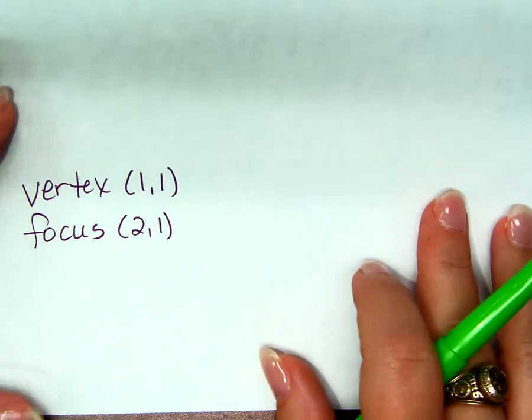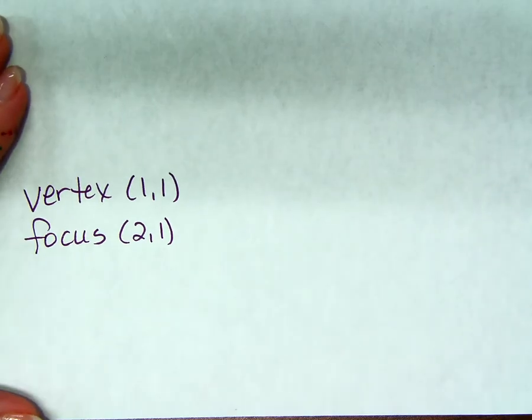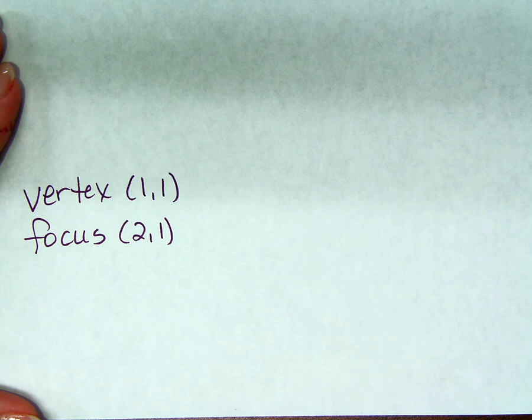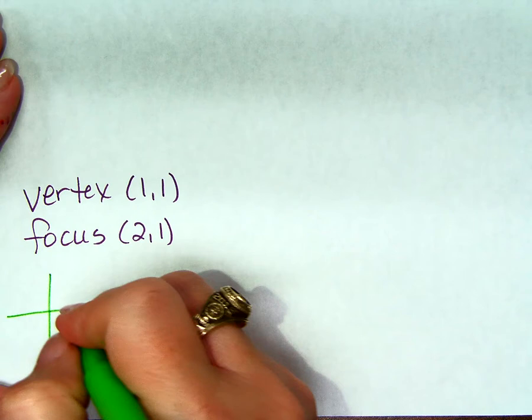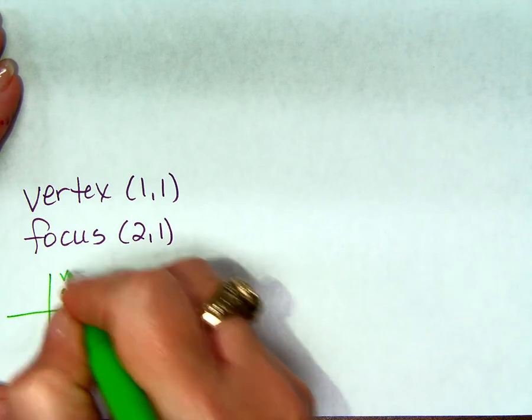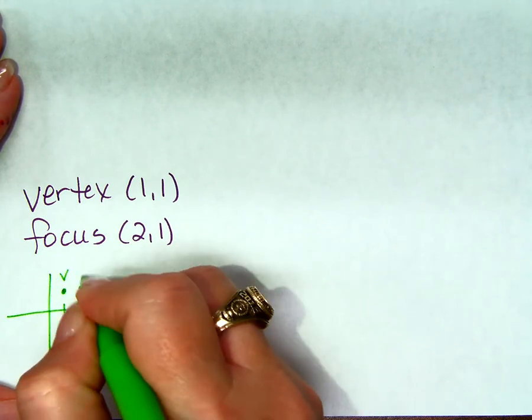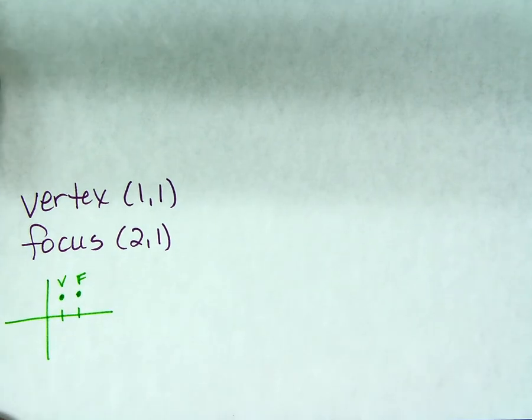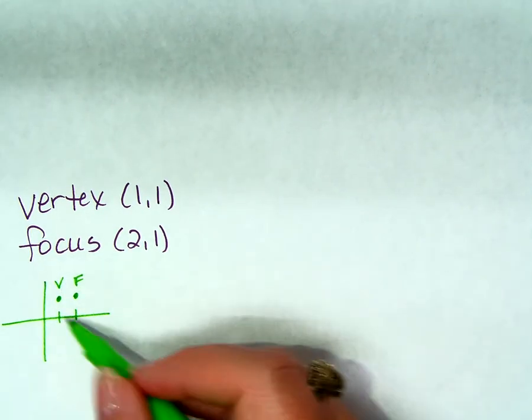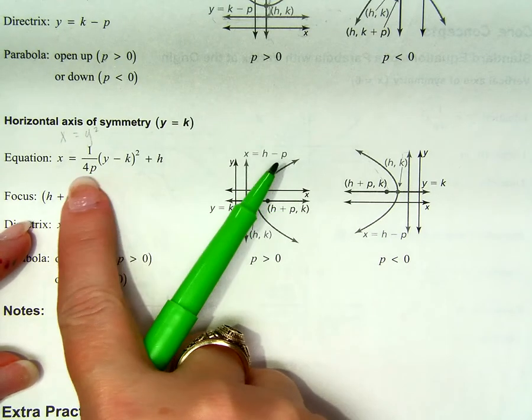Okay. What if I ask for the equation and I give you this information? Is that enough information to write an equation? Seems to be. Okay. So I'm going to graph it so I know what it looks like. 1, 1 is the vertex. 2, 1 is the focus. Which way does this open? To the right. Doesn't it open to the right? It has to surround the focus, so it's got to go that way, right? Well, if it's opening to the right, I'm using this general form of my equation, aren't I?